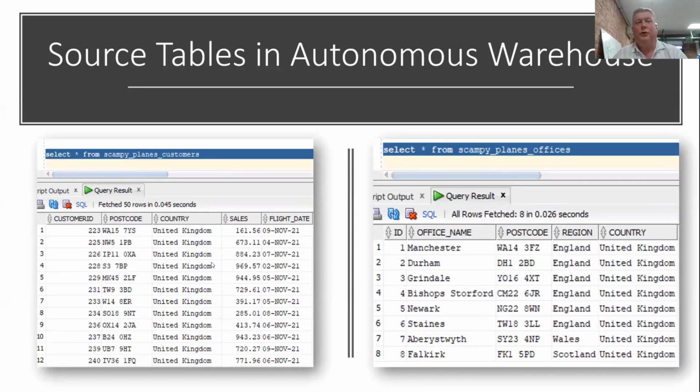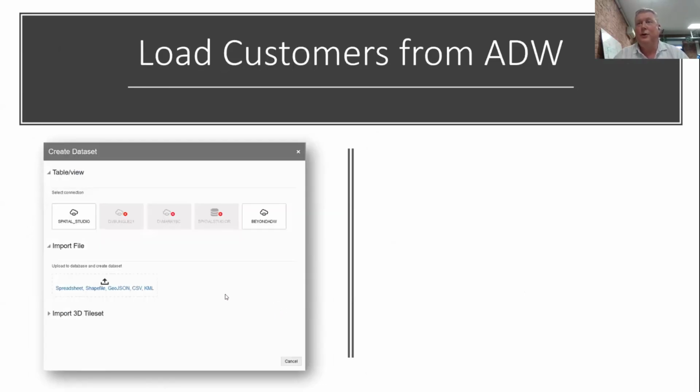So what I'll do is start to load the data. I'm going to load that data up now. So if you remember, the actual data sets we've got are one of the customers and one of the offices. So we'll start by loading up the customers first, and then seeing the customers in Spatial Studio. So as before, I'll go and create a data set.